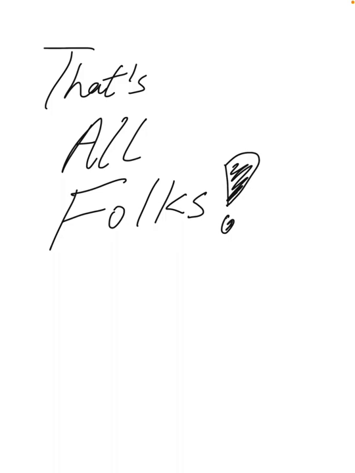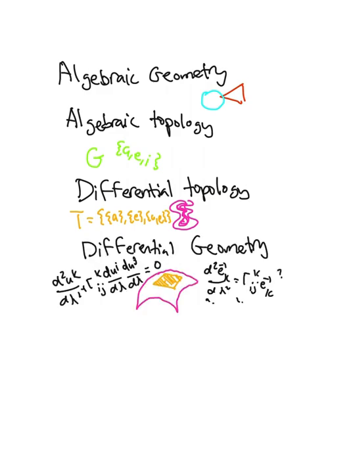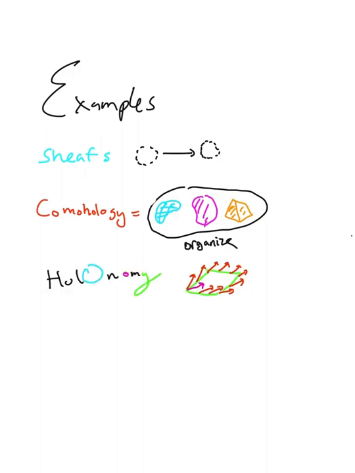And that's manifolds explained in 5 levels of difficulty. Further properties of manifolds can be talked about in the context of algebraic geometry, algebraic topology, differential topology, differential geometry, and of course category theory. Some prime examples are cohomology, sheaves, and holonomy.